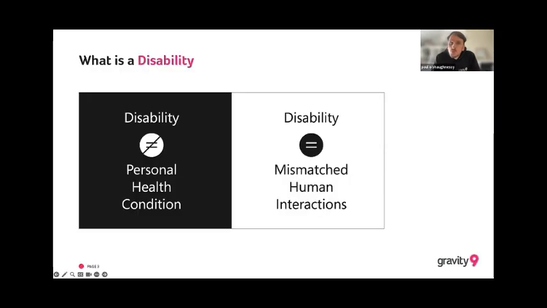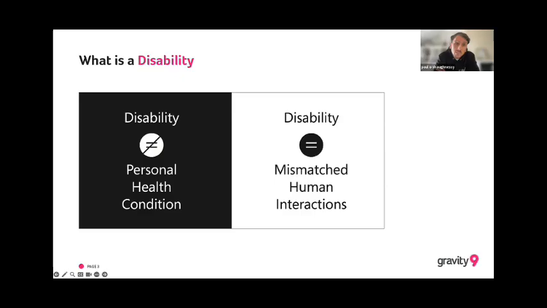Before I start, I wanted to show you this slide first. This is a slide from Microsoft's Inclusive Design Toolkit, and I think it's a great way to articulate what a disability is and what a disability isn't. On the left, we have the older way in which a disability is understood, and this would be the medical model, which states that disability is a personal health condition, whereas on the right, we have the newer and more modern interpretation of what disability is, and it's based on the social model. And this social model says that the disability is caused by the environment in which the person is in, not their personal health condition.